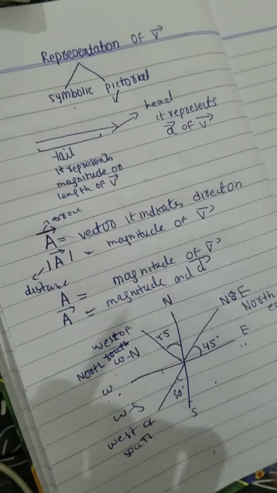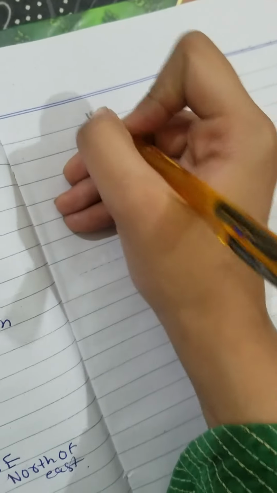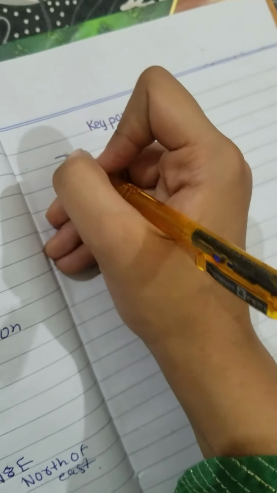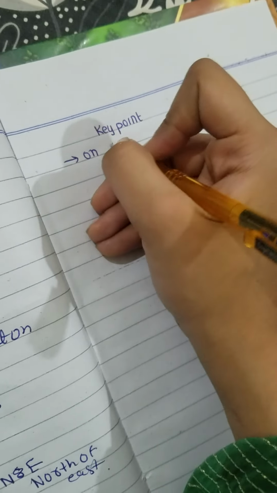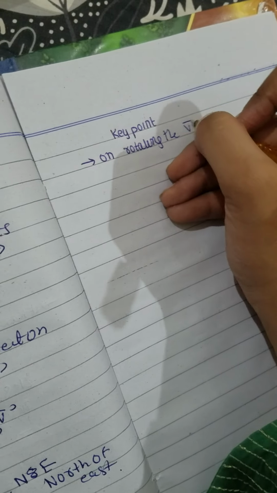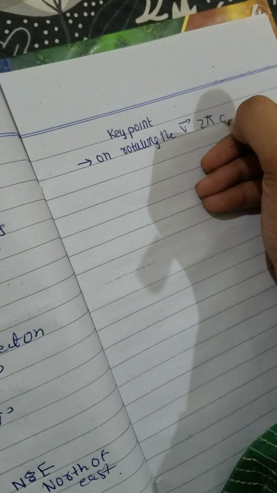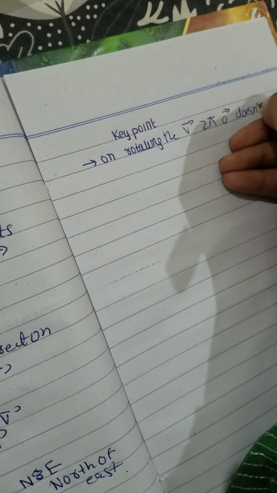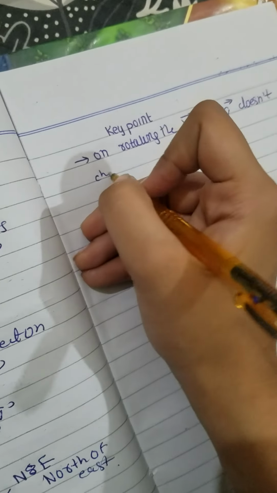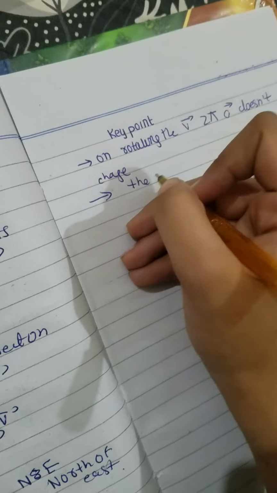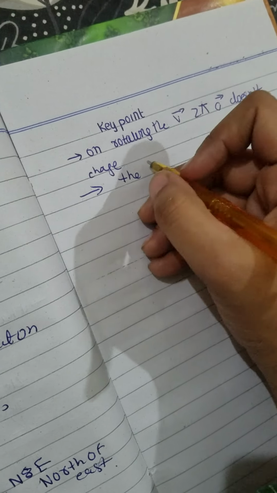This is all about vectors, and now I'm going to discuss some key points related to vectors. Key points. First thing, on rotating the vector by 2 pi, the direction of the vector does not change. The second is the parallel shifting of a vector.